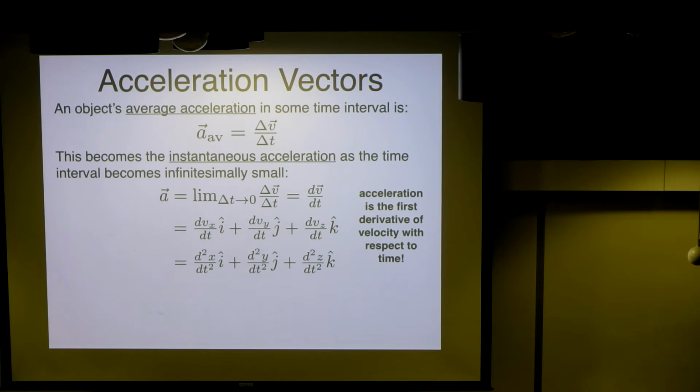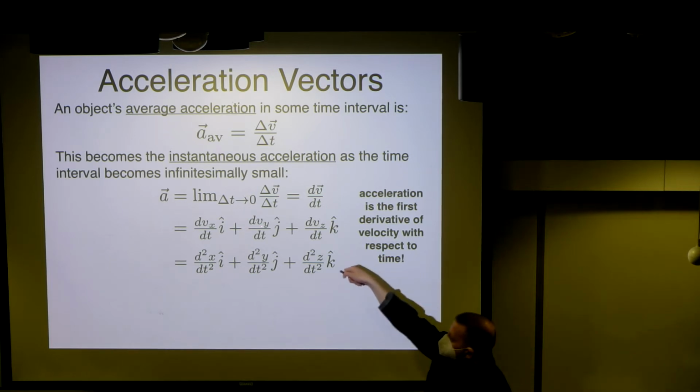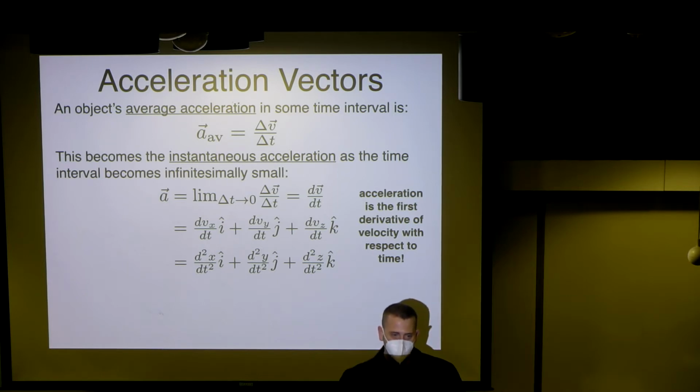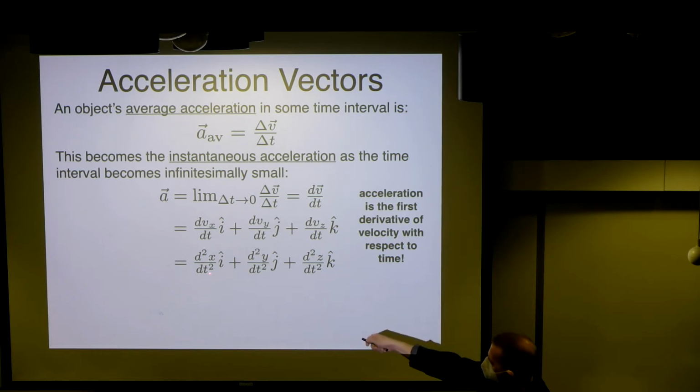Remember that velocity is already a derivative itself, right? Velocity is a derivative of position. So that's telling us if we take two derivatives of position, that's how we get to acceleration. If you start at position, you take one derivative, you have velocity. If you take another derivative, you're at acceleration. So we can write that like this.